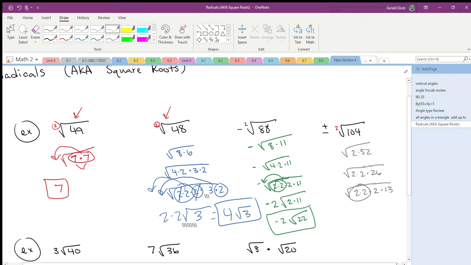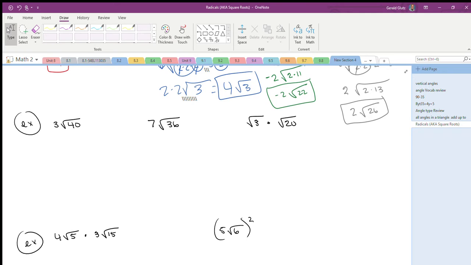So I'm going to circle my pair. One of those 2's goes away, the other one comes out. So I'm going to have a 2 on the outside, and then on the inside, whatever is not circled will stay in there. So 2 times 13. So 2 root 26 is my final answer.